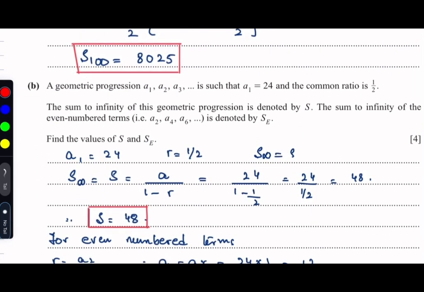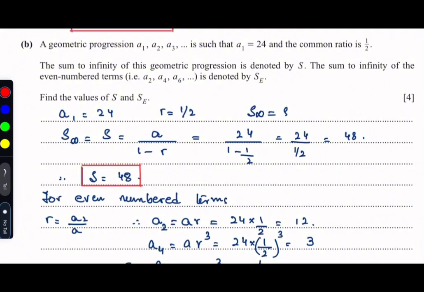So moving to the second part. The second part is also for 4 marks. And now this one says that a geometric progression a1, a2, a3, and so on is such that the first term is 24 and the common ratio is 1 by 2.